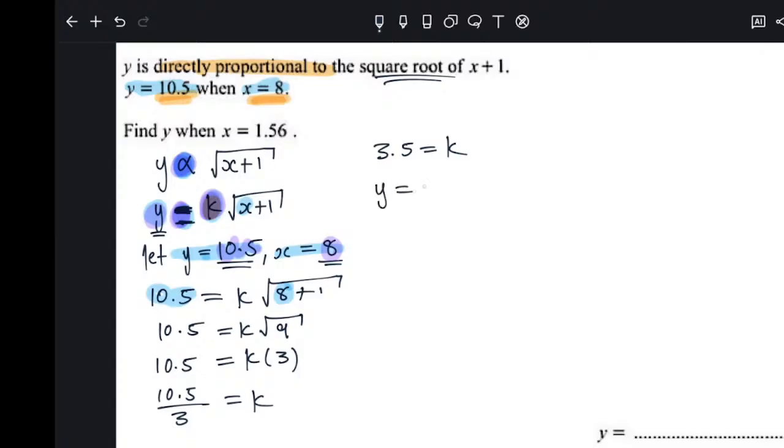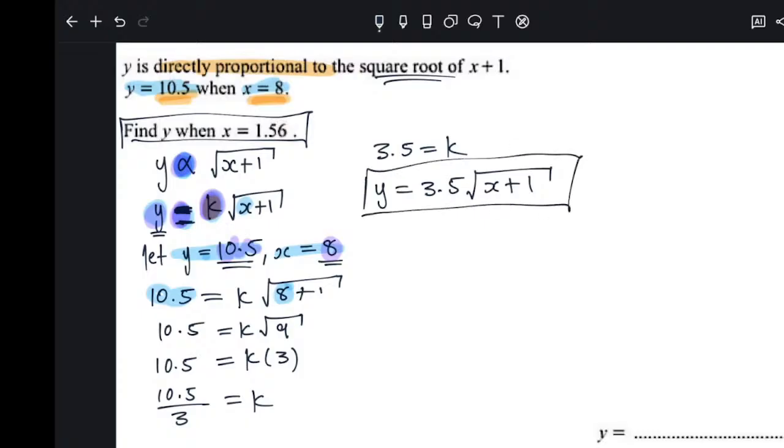So y is equal to 3.5 multiplying the square root of x plus 1. Then now you can come here. Once you have this which has no k, the only way of getting rid of k is by knowing its value, then removing it. That's the only way. Now when you have it like this, you are a boss. You are an amazing person. You are ready to solve any question.